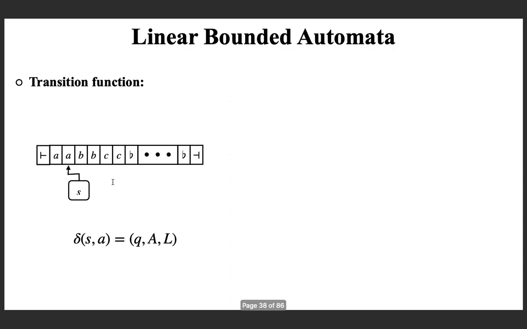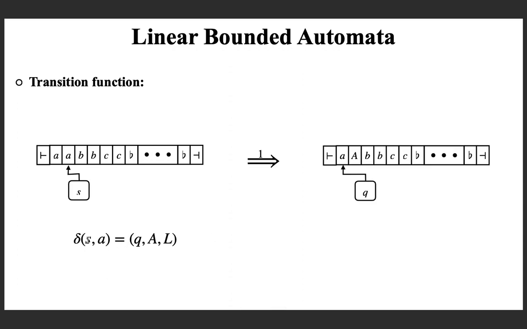So what is a transition function? It tells that if you are reading small a from the current state S, then it says what is the next state, what symbol is going to replace the current symbol, and what is the direction of move for the read write head. It could be either to the left or to the right. And if you apply this transition, what does it say? Change the state to Q and replace the small a with capital A and move left. So previously the read write head was positioned at the third symbol, now it is at the second symbol.